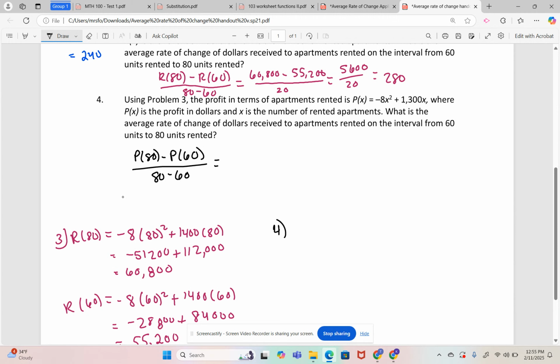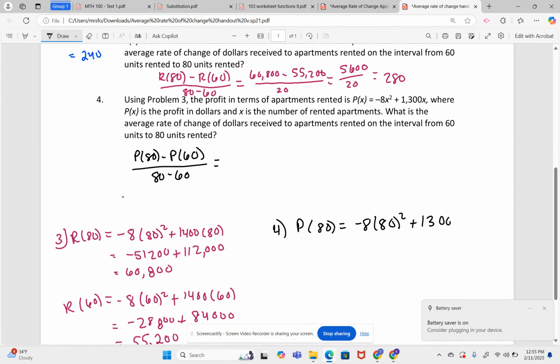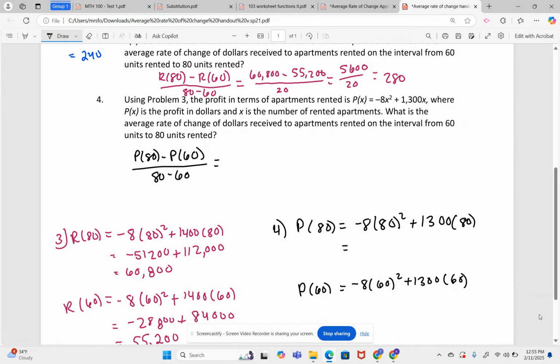So now for number 4, I need to find, well, what is the P of 80? So I'm using my new equation that is in number 4. And then we'll do P of 60. So I'll let you try that. My battery's dying. Let me, there, I got it.